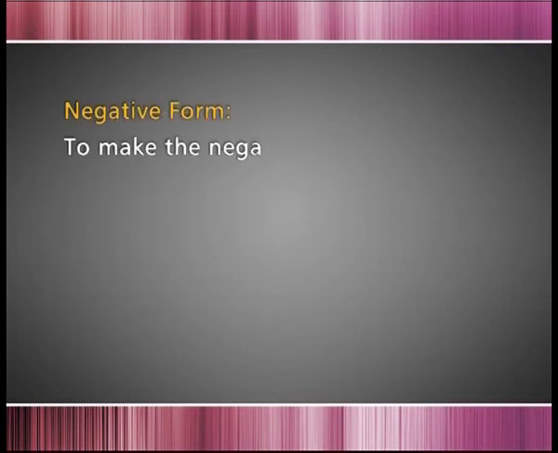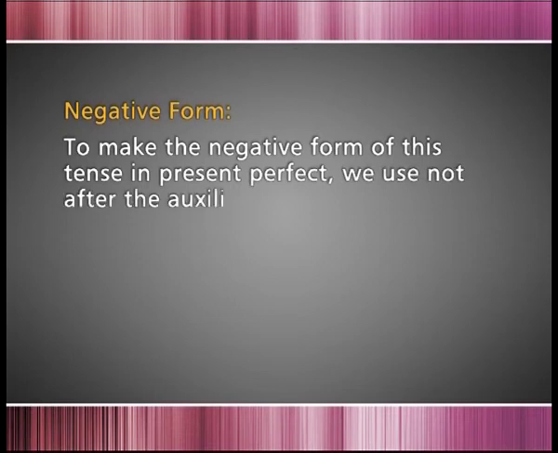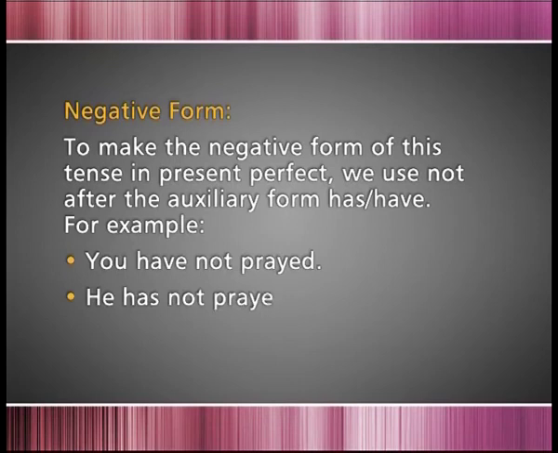Negative form. To make the negative form of this tense in present perfect, we use not after the auxiliary has or have. For example, you have not prayed, he has not prayed, they have not prayed.